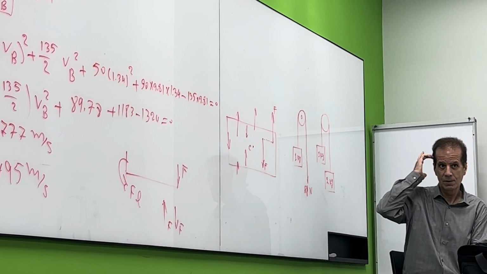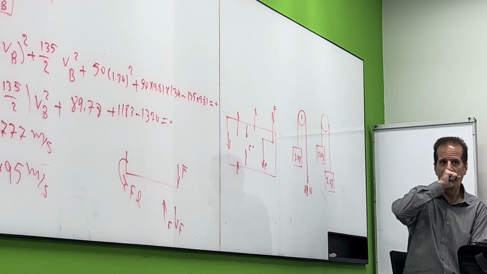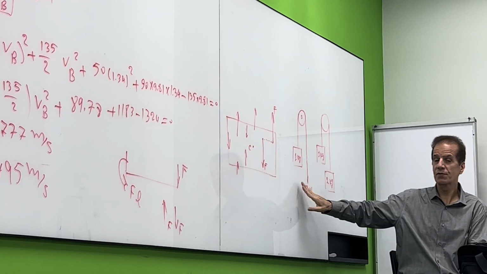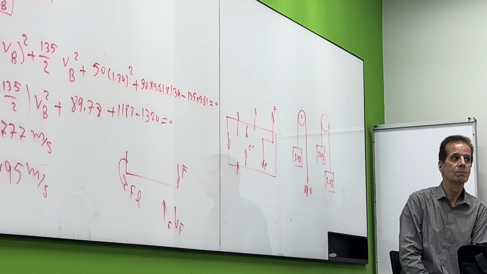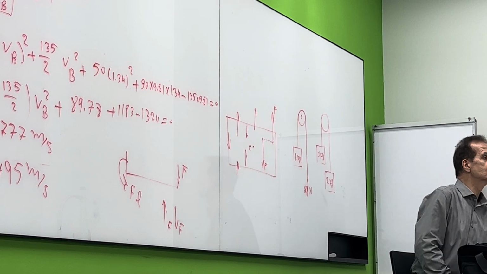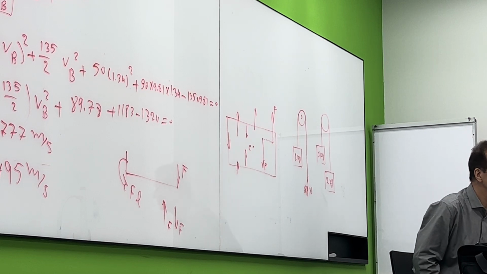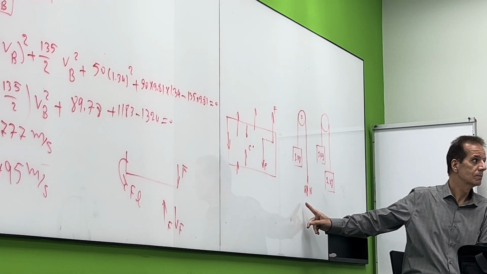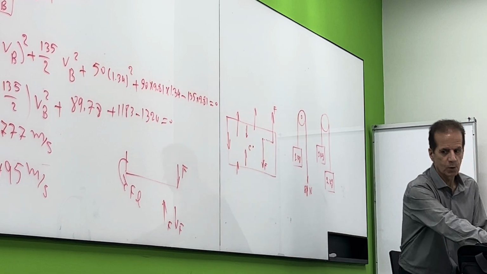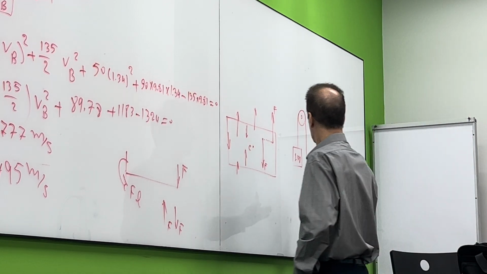Why? Your answer is correct. This one moves faster. Why? Because there is no opposite force against the weight. Newton, gravity, over there there's no opposite force, unlike the other. You're close, but not exactly. Look at this.